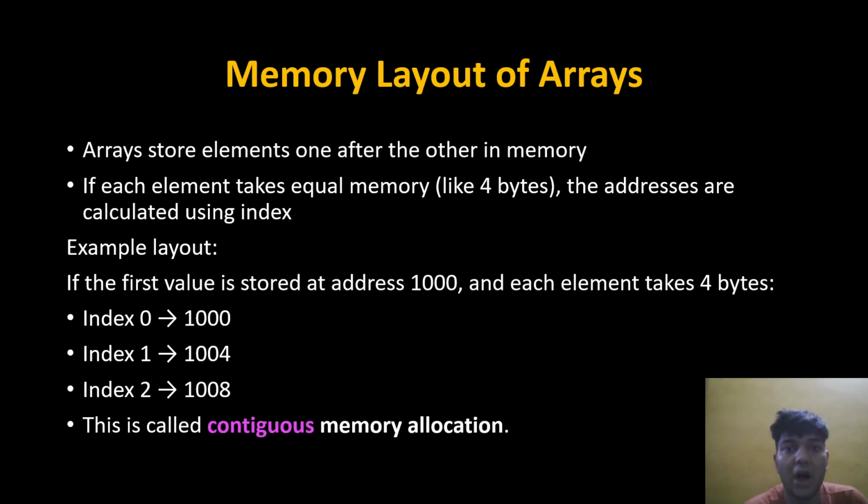Let's now understand how arrays are stored in the memory. Arrays use continuous memory allocation, which means elements are stored one after the other. If each element takes the same amount of memory, let's say 4 bytes, then the address of each element can be calculated using an index. For example, if the first element is stored at memory address 1000, then at index 0, address is 1000, index 1 is 1004, index 2 is 1008. This helps in fast access of elements using the formula: address equals base plus index times size of data type.